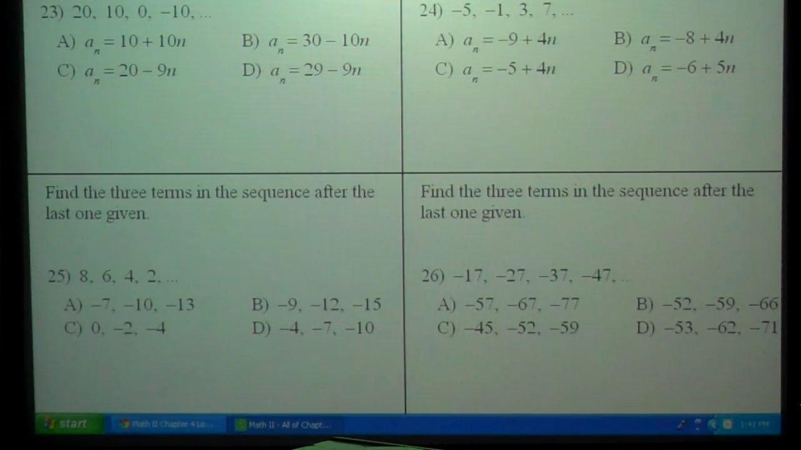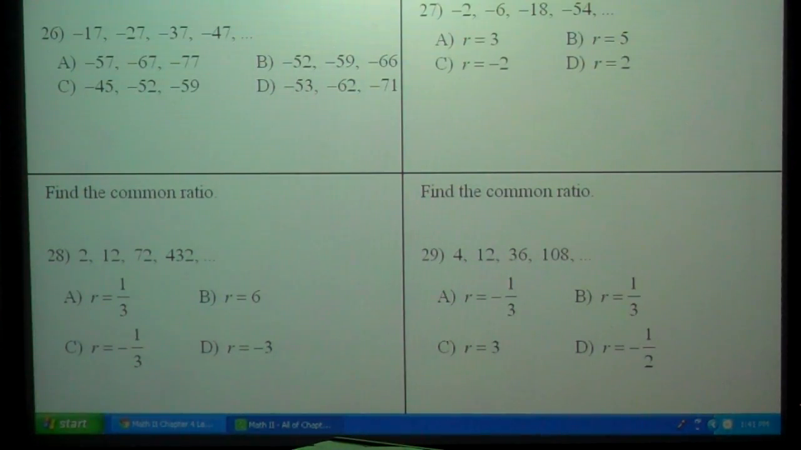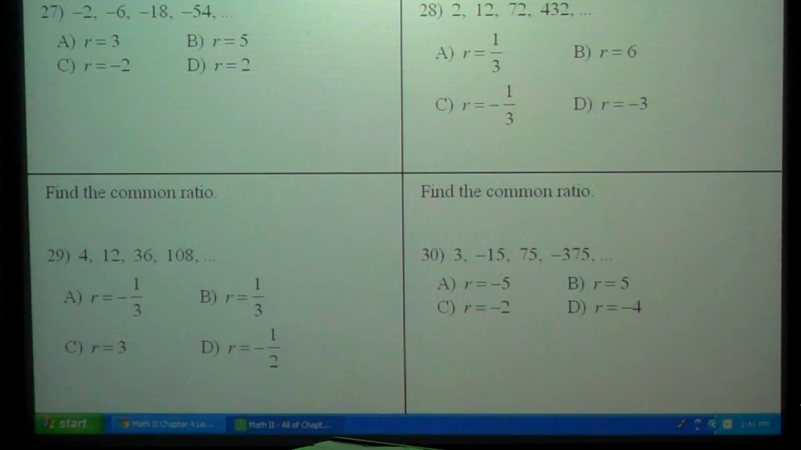Okay, pause. Here come your answers. 23 is B, 24 is A, 25 is C, 26 is A. Check your answers. Alright, moving right along. So here we go.